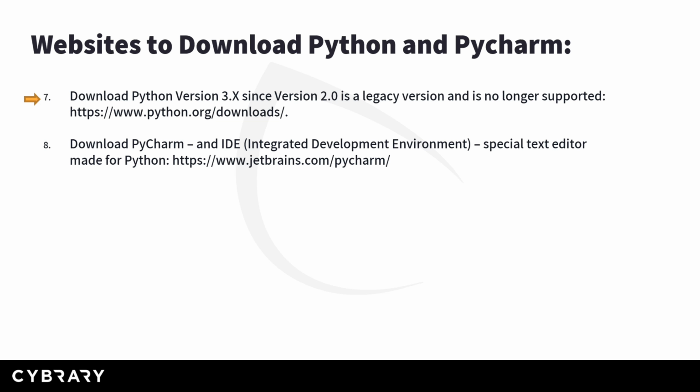So this page shows websites to download Python and PyCharm. We will be downloading version 3 and not version 2. Version 2 is a legacy version and no longer supported. And then PyCharm, we will be downloading it at jetbrains.com. It's an IDE, an integrated development environment, which is a special text editor just for Python.